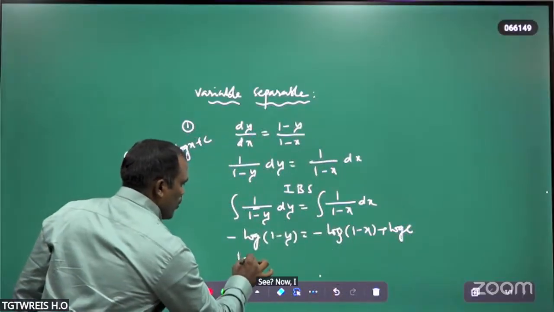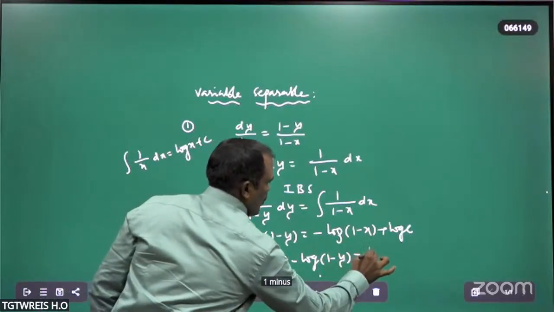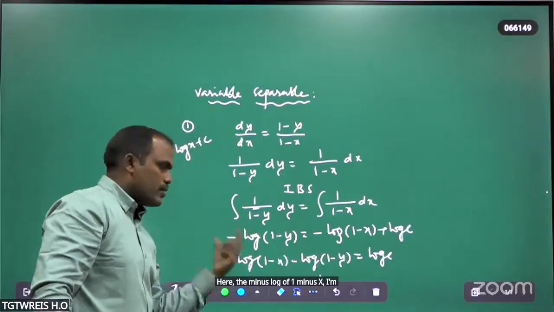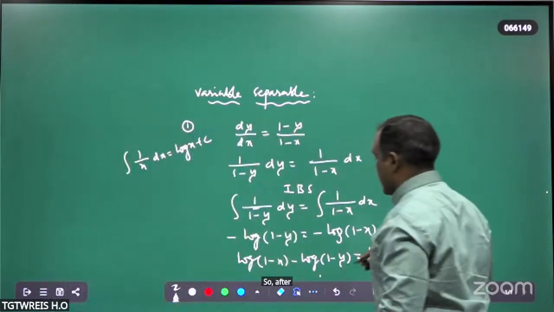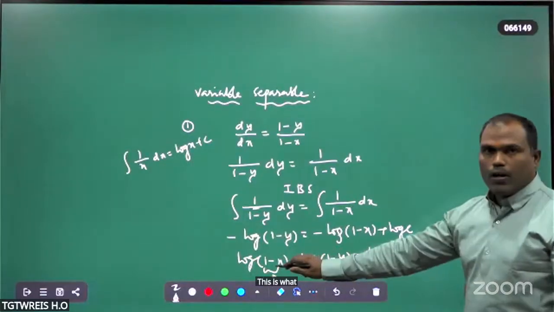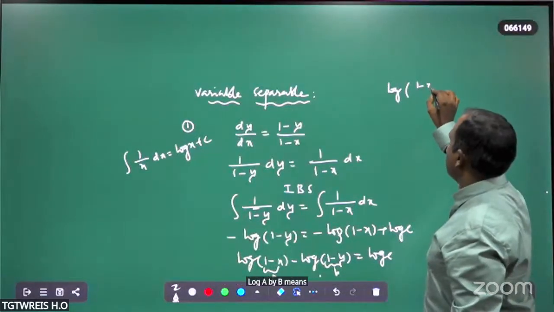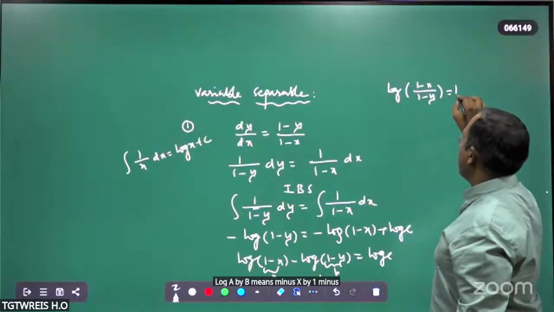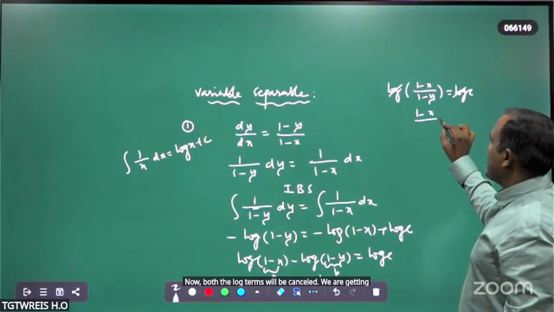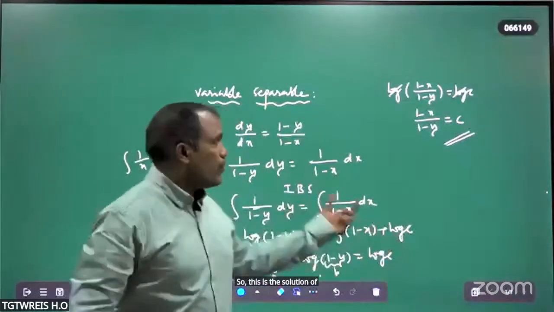Now I can write log of 1 minus x minus log of 1 minus y equal to log C. Here minus log of 1 minus x we take to the LHS, and we get this step. Log A minus log B can be written as log A by B, so 1 minus x by 1 minus y is equal to log C. Now both the log terms will be cancelled. We get 1 minus x by 1 minus y equal to c. So this is the solution of this differential equation.